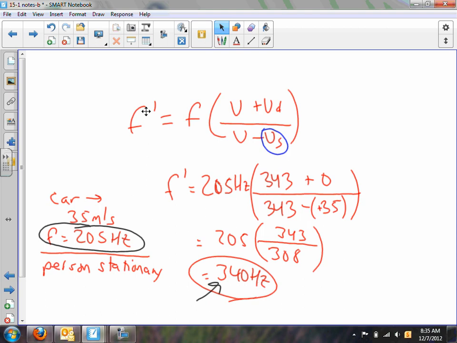If the sound source was stationary, you'd put a 0 in the bottom here. And if the detector was running towards the car, you put in the speed of him running right there, and it would also alter the apparent frequency.